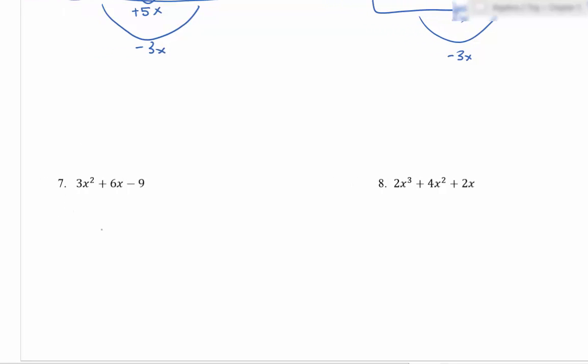So number 7 has a GCF. I want you to try number 7. I'm going to give you a hint, though. I'm going to tell you that the GCF is 3. And when I divide everything by 3, I've got x squared plus 2x minus 3. I want you to keep factoring. And I'm going to start number 8 for you, too. So our GCF here, what do you think? Well, they all can be divided by 2. And this one's awesome because they can all be divided by an x as well. So if I take away 2x for everything, I'm left with x squared plus 2x plus 1. Remember, 2x divided by 2x, something divided by itself is 1.